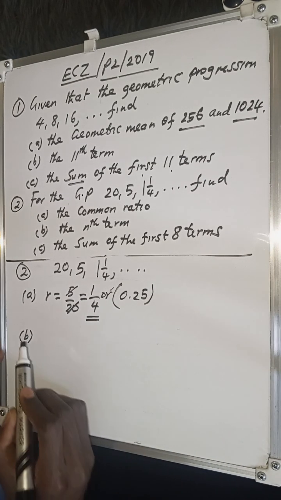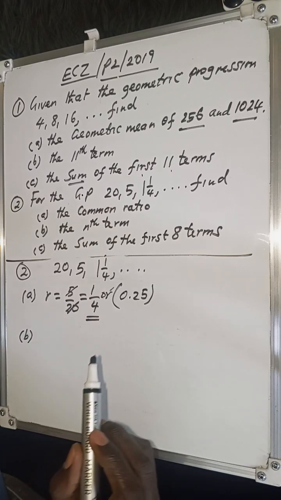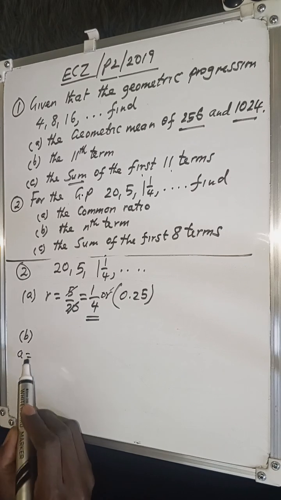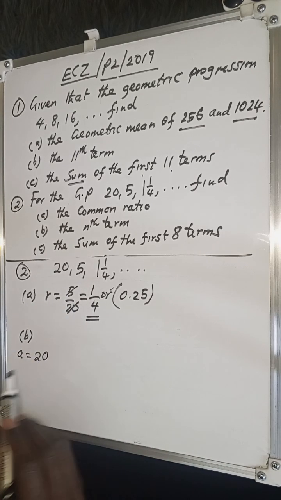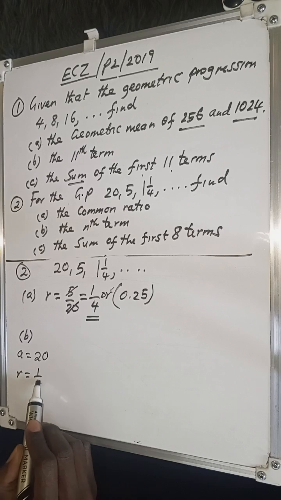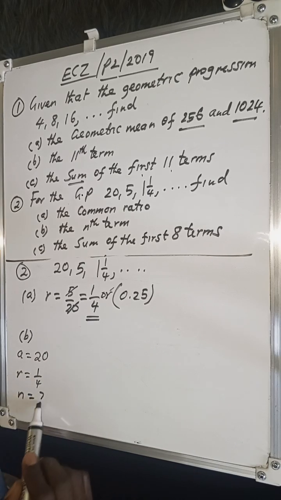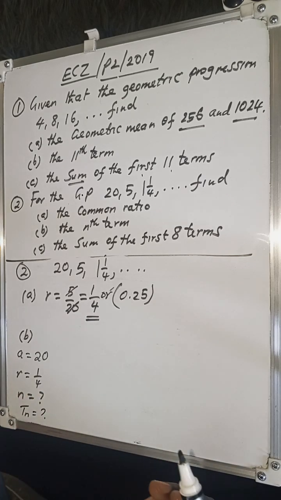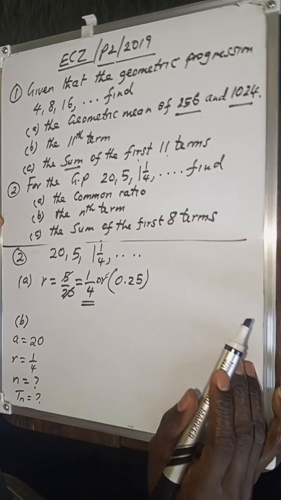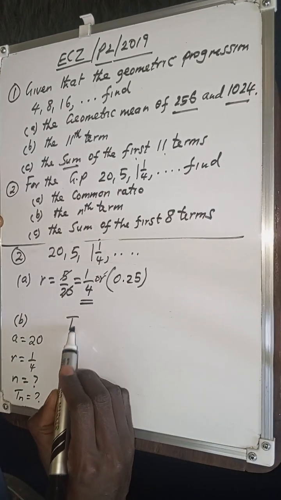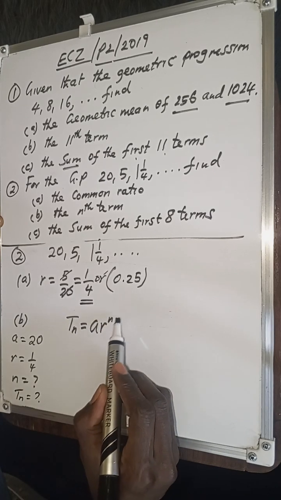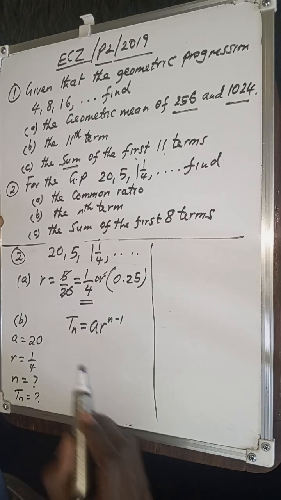Then B says that we find the nth term. Remember, for the nth term, you substitute the first term in that sequence, which is 20. Your common ratio that you have is 1 over 4. You do not know what your n is. So they want you to find Tn, the nth term, because n can occupy any position. So you apply the general formula for the nth term, a r raised to n minus 1. So that is what we do.